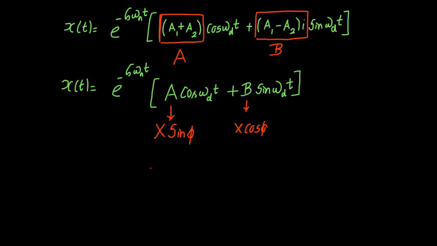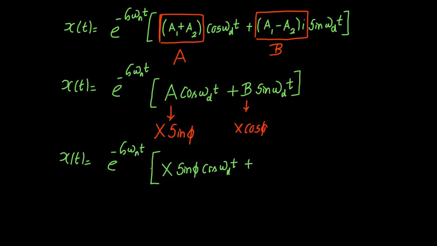x of t is equal to e power minus eta omega n t, and this is x sine phi into cos omega d t, plus this is going to be x cos phi into sine omega d t.